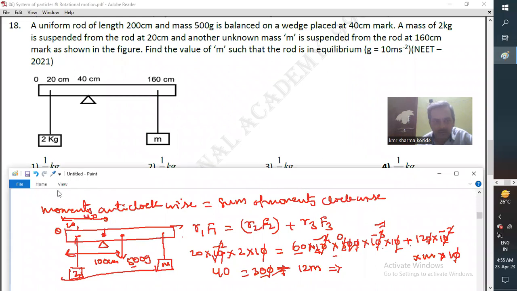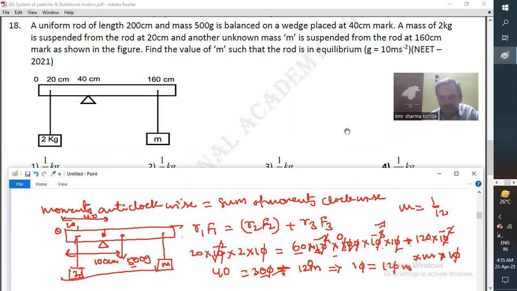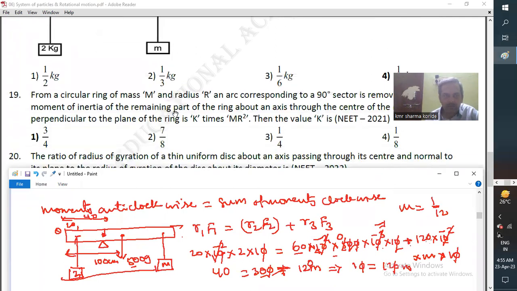in the calculation, this 0 will continue to be there. Check the calculation: minus 2 cancelled on both sides, 10 also cancelled on both sides. So this is 120 m. Finally, 40 minus 30 is 10, equal to 120 m. The 0s cancel. So m is going to be 1 by 12. So the fourth option is correct, I think. Moving to the next question.